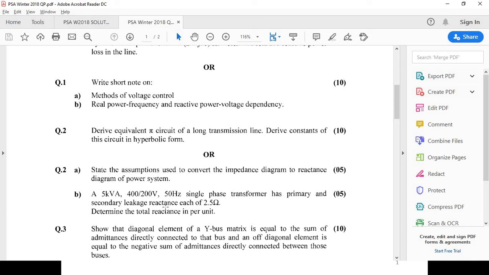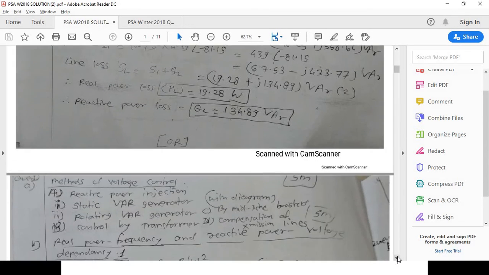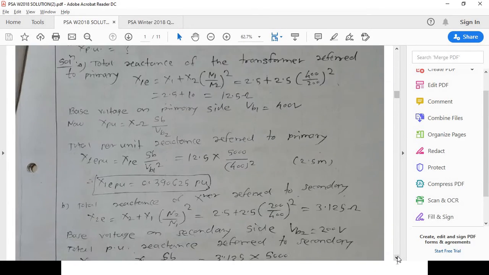Now you have already studied in unit 2 what is meant by the per unit representation. That is, what are the advantages of the per unit representation, what is its use in power system analysis, what is the basic formula, that is actual value upon base value, how to select the base value, etc. But here we have to calculate the total reactance in per unit. So we'll try to solve this numerical, question number 2b.